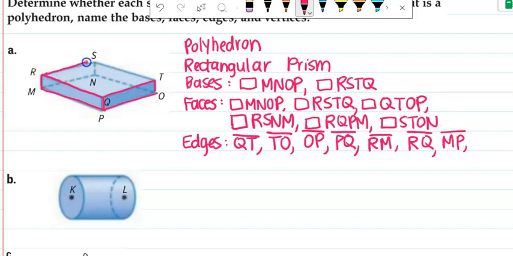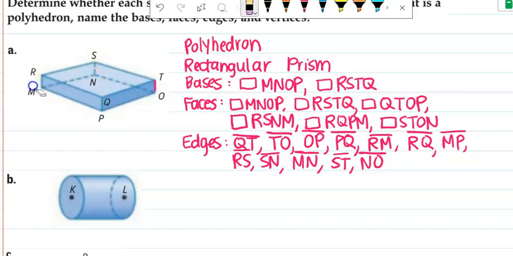I like to trace over them or at least mark them in some way so you don't accidentally name them twice. So RS, going down, SN, across, MN, and then back to ST, and NQ. There we go. So there's all your edges, okay?